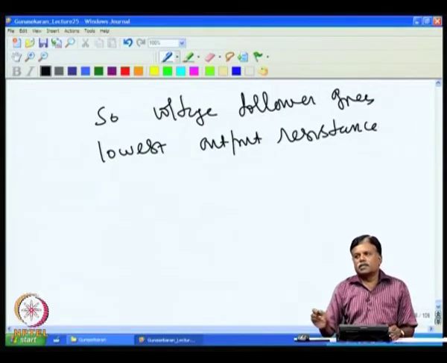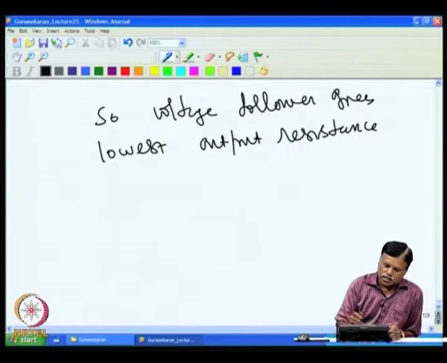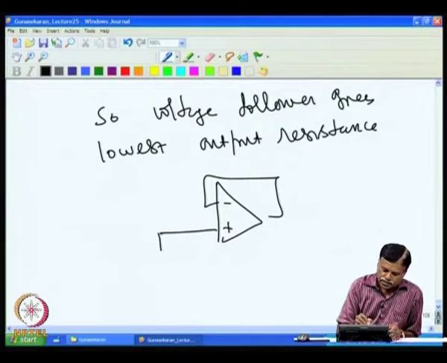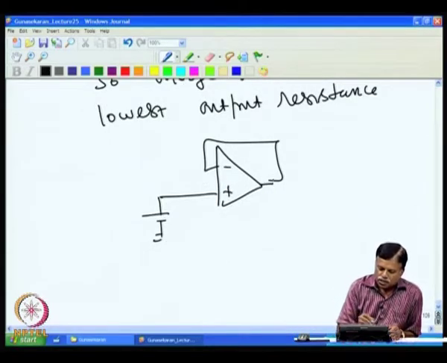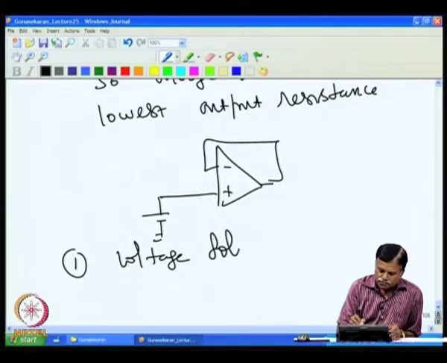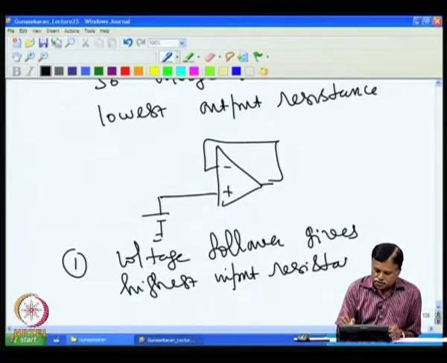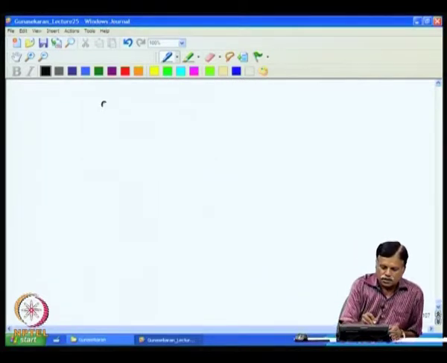Similarly, we had seen earlier that if the closed loop gain is less, the input resistance is very high. So, if I have a voltage follower, it has the lowest output resistance and the highest input resistance. So, the voltage follower gives the highest input resistance, and the second point is that the voltage follower gives you the lowest output resistance.